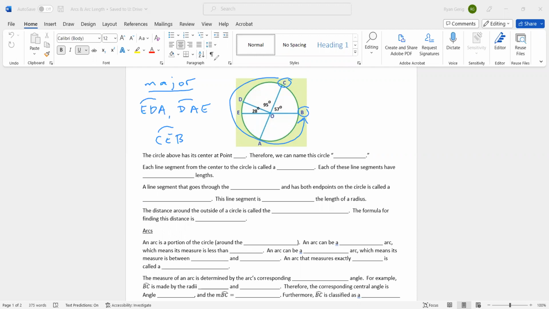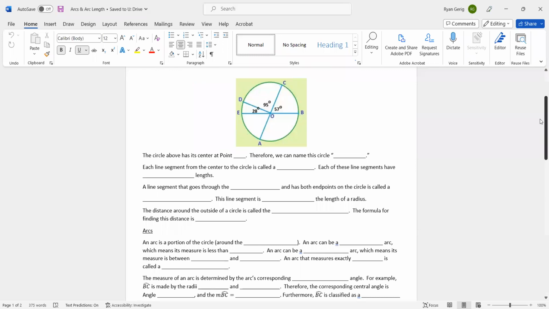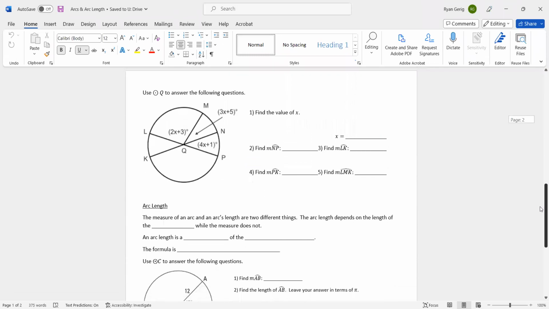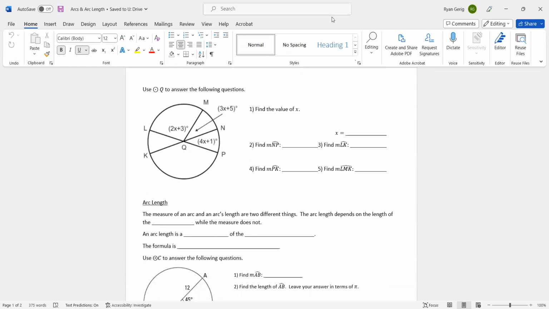All right, to the backside. I know I spent a lot of time there on the front, but this stuff is all hugely important to move on with this unit. Okay. Use circle Q to answer the following questions. Find the value of X.